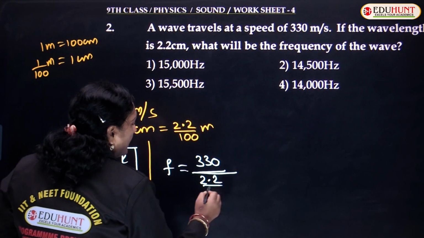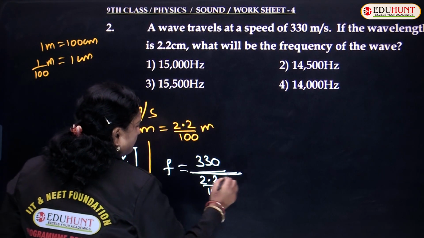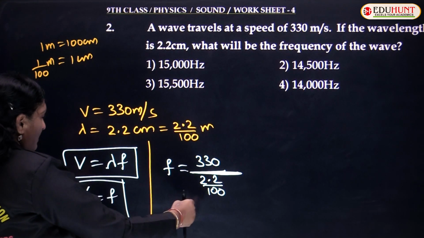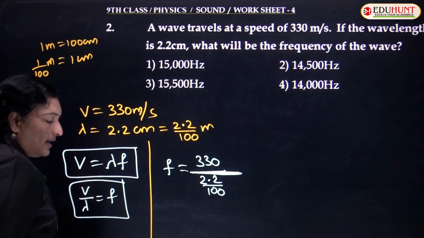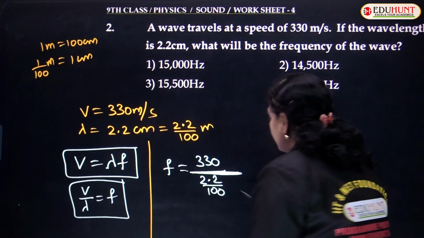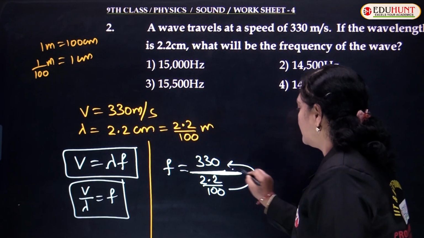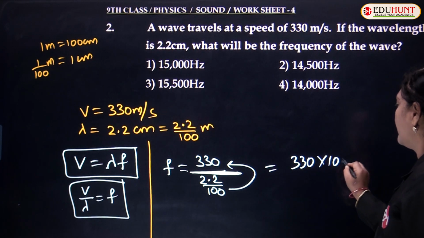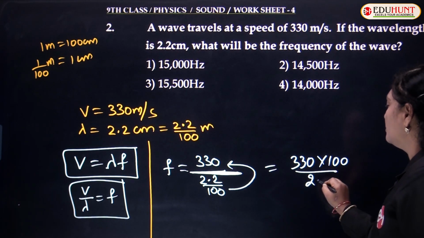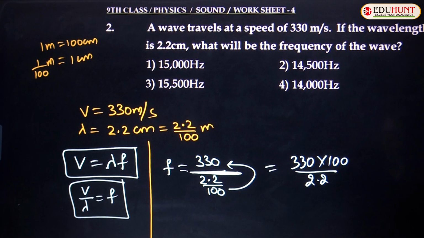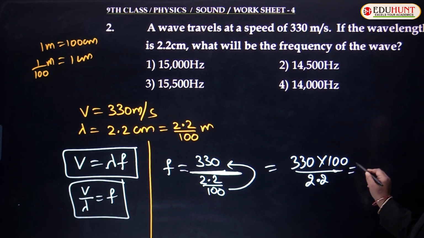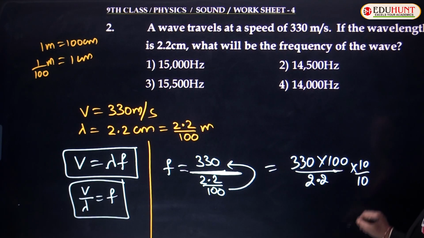2.2 by 100. 330 wave velocity upon lambda, 2.2 by 100. So simplifying this, how much are you getting? Bringing this to here, 330 into 100 upon 2.2. I want to remove this decimal, children. In order to remove this decimal, I have to multiply numerator and denominator with 10.